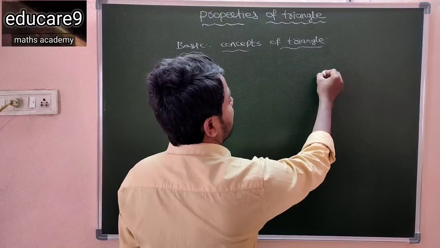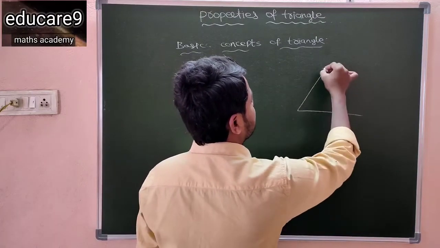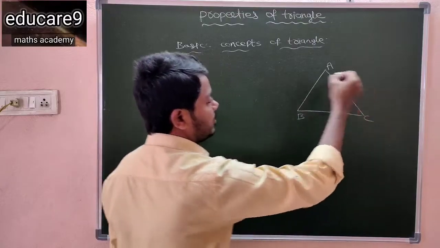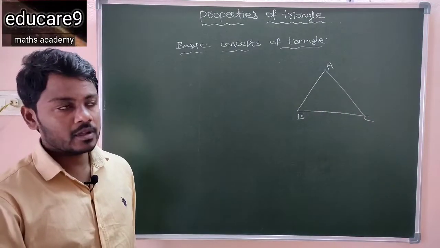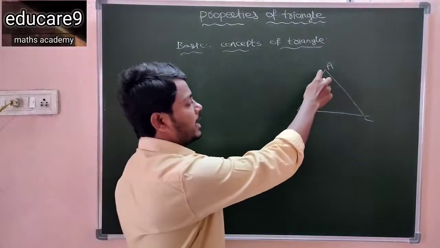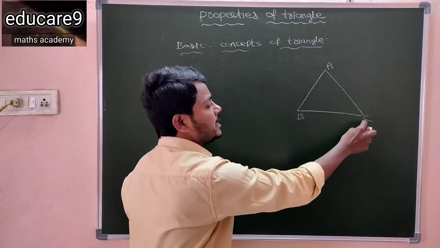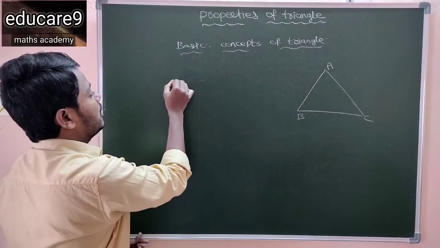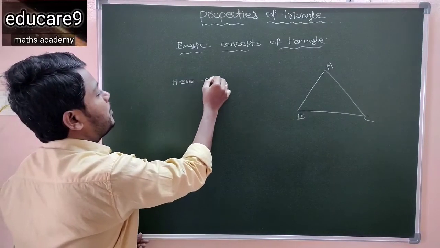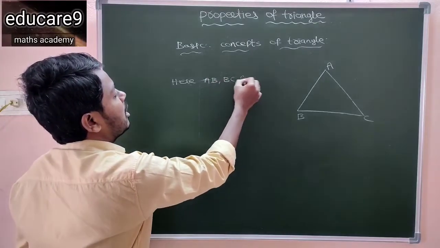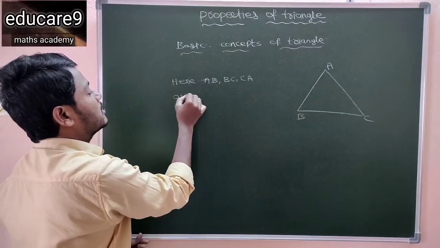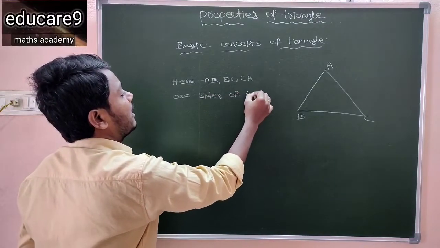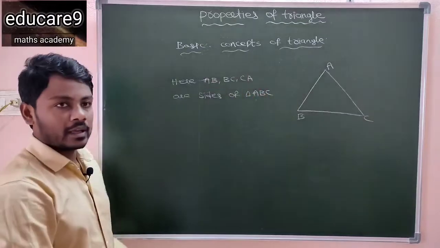So see here, consider the triangle ABC. So this is the triangle ABC. Now here AB, BC, CA are the three sides of a triangle. AB, BC, CA are sides of triangle ABC.